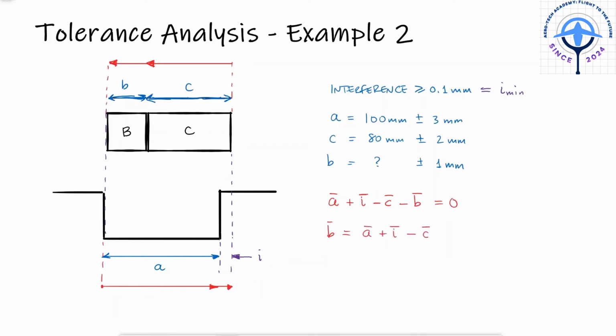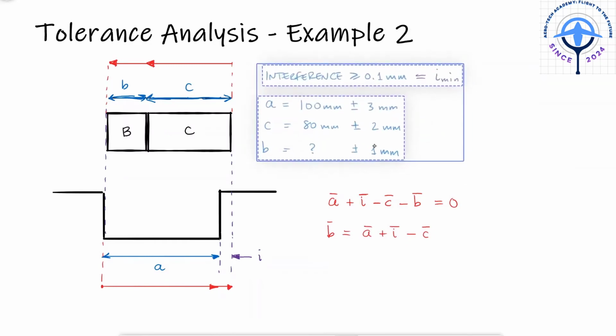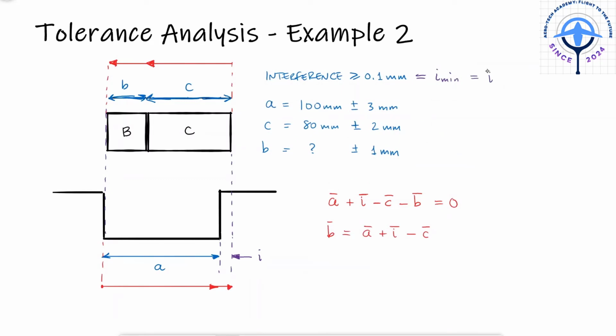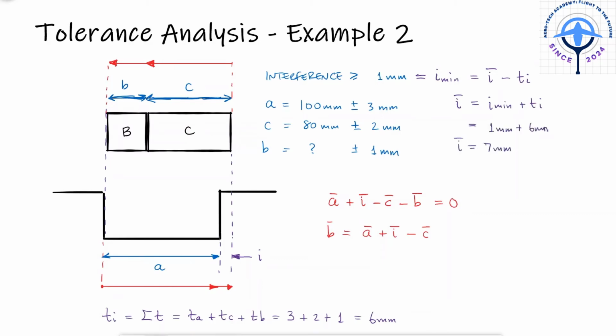Just like in the previous example, the minimum value for the interference, or clearance in that case, is equal to its nominal value minus its tolerance. And we already know that the tolerance of the gaps, or interferences in this case, is equal to the sum of the tolerances of the other dimensions. For the given minimum interference value of 0.1 millimeters, we find that the nominal value for the interference should be 7 millimeters. Substituting this value, we find that the nominal dimension B is 27 millimeters.